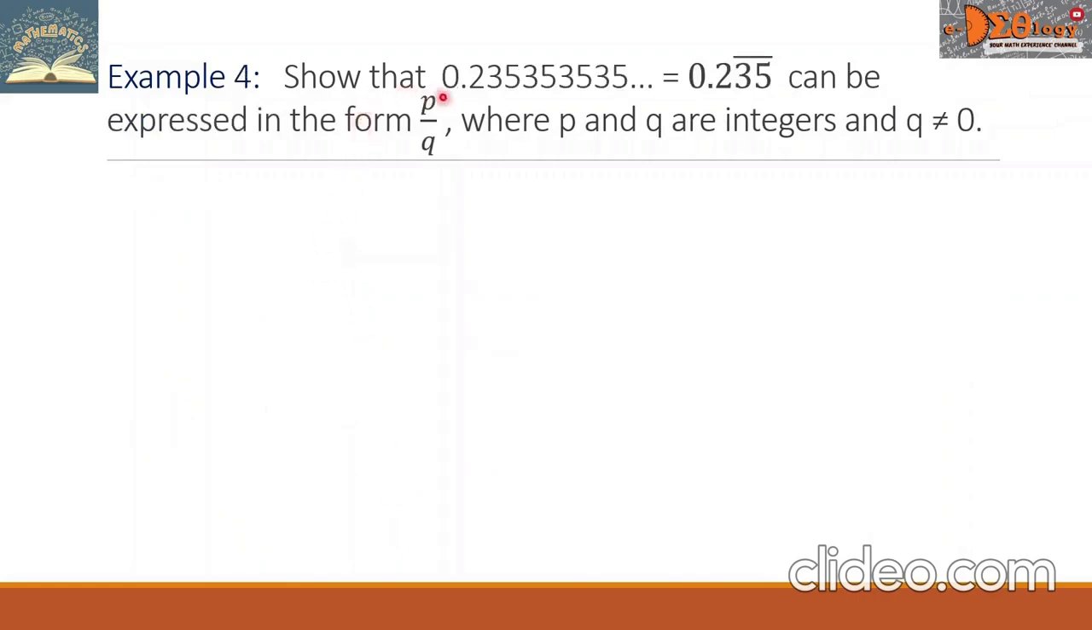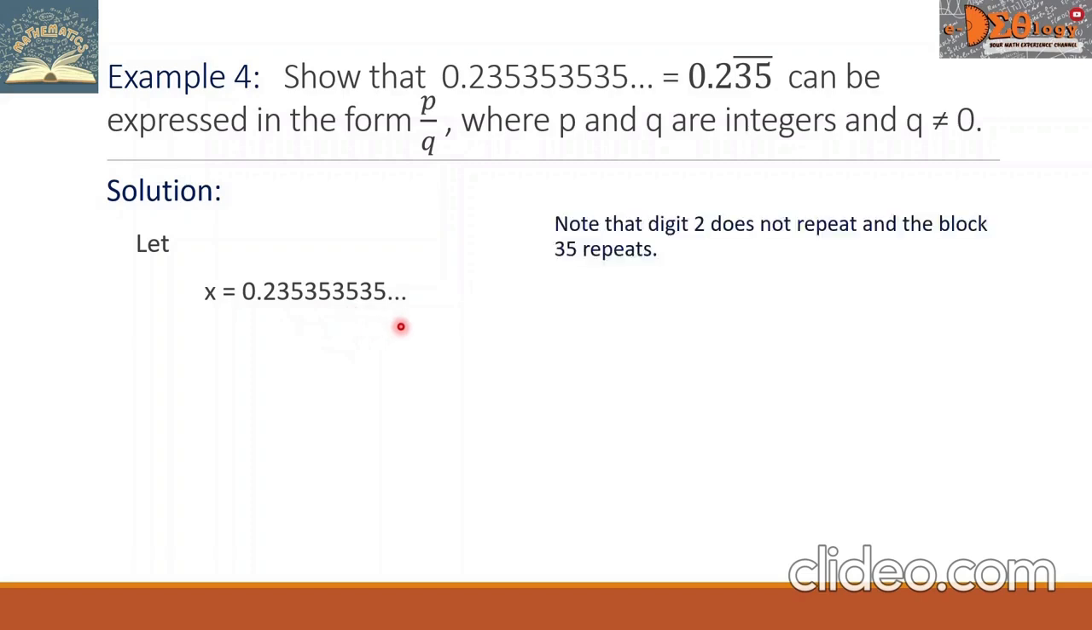Example 4. Show that 0.2353535 and so on, that is equal to 0.235 with a bar on the block 35, can be expressed in the form P over Q, where P and Q are integers and Q not equal to 0. We let x equals 0.2353535 and so on. Note that the digit 2 does not repeat and the block 35 repeats. In that case, since two digits are repeating, we multiply the equation by 100.